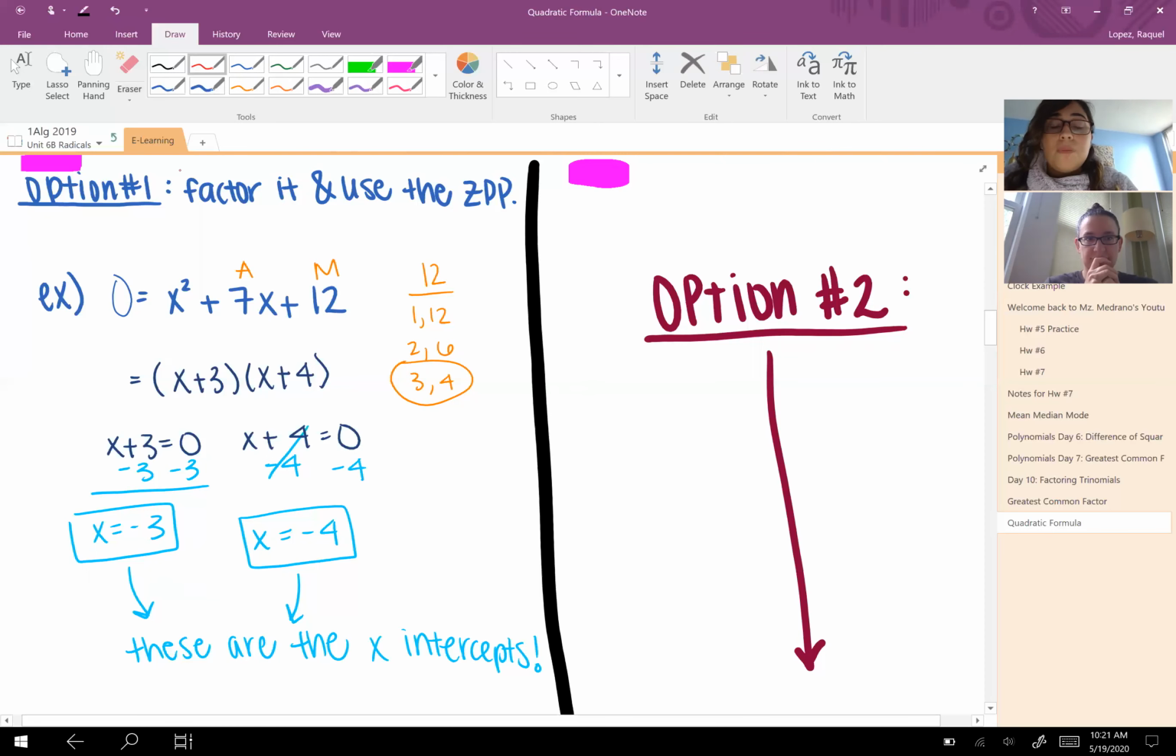So for numbers that multiply to 12, I wrote myself a list over here: 1 and 12, 2 and 6, 3 and 4. I didn't include negative numbers because I know that they have to multiply to positive 12 and add to a positive number, so I couldn't have a negative pair. After I came up with my numbers that multiply to 12, I asked myself, which pair will add to 7? 1 and 12 don't add to 7, 2 and 6 don't add to 7. The only pair that works is 3 and 4.